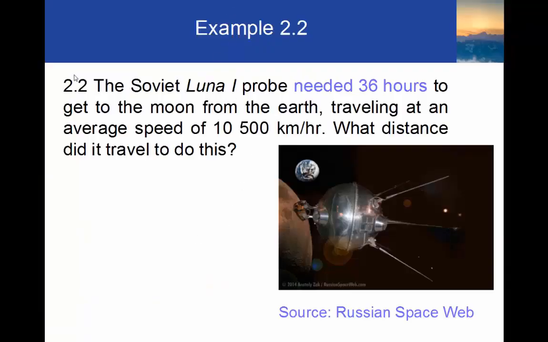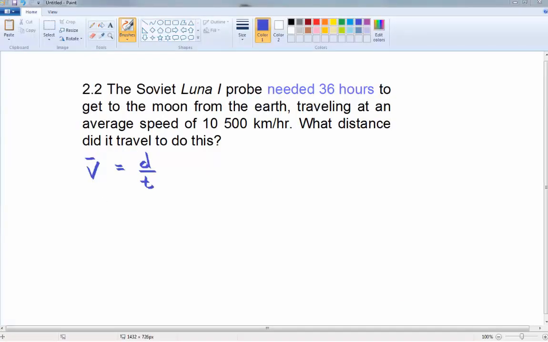The next example says that the Soviet Luna 1 probe needed 36 hours to get to the moon from the Earth, and it traveled at an average speed of 10,500 kilometers per hour. So what is the distance that it had to travel in order to get from the Earth to the moon? We have that the average speed is the distance divided by the time. What that basically means is that we can do some rearranging here.